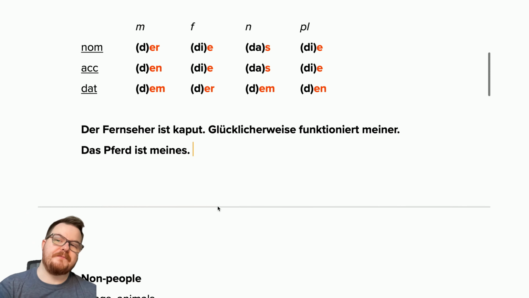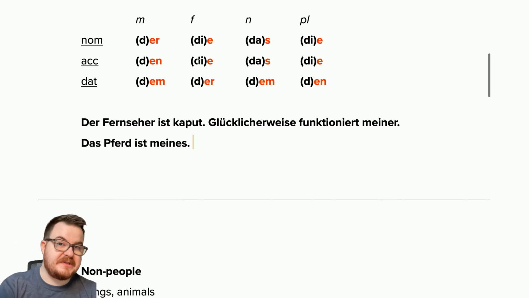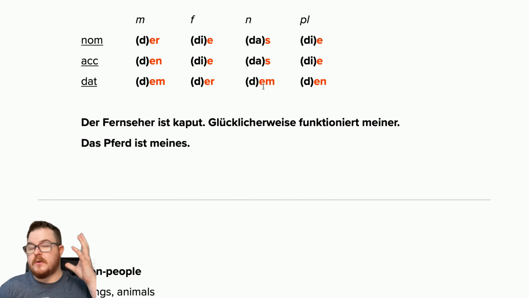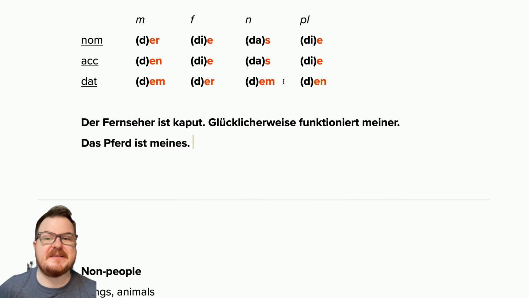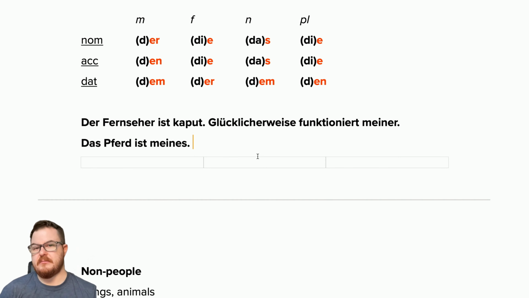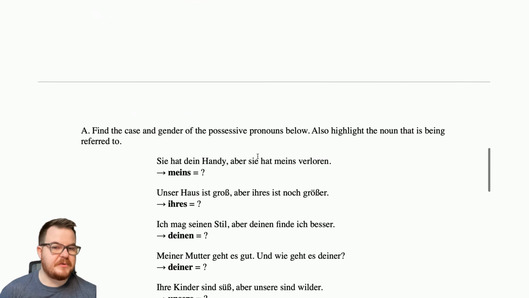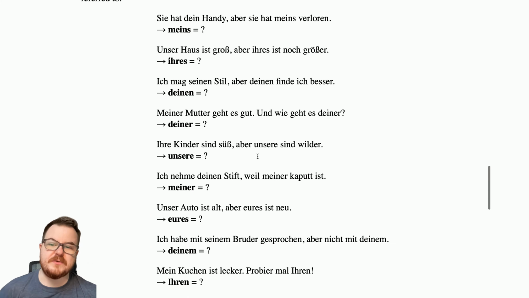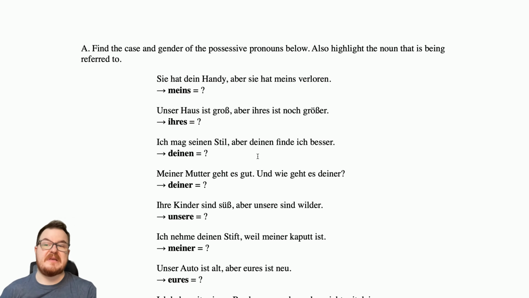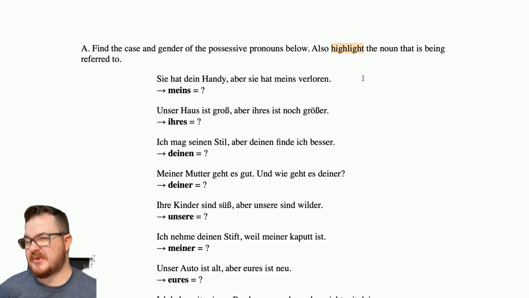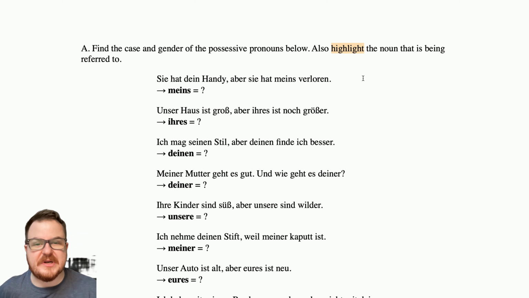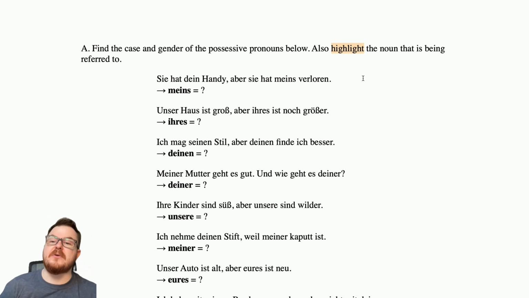Okay, so you may like to pause the video and note down the endings if you haven't already memorized the definite article endings. We're going to move on to the two grammar activities. They're very simple grammar activities. The first one, what we're going to do is I would like you to tell me the case and gender of the possessive pronouns from the sentences below. I would also like you to highlight, in this case, because it's on my screen, you can't really highlight it, but you can make a note of the noun that's being referred to.